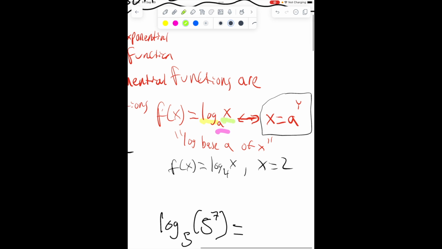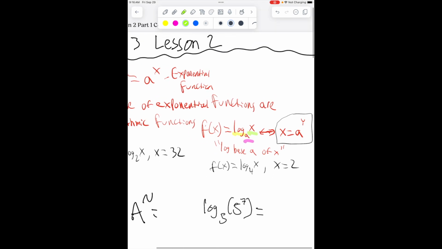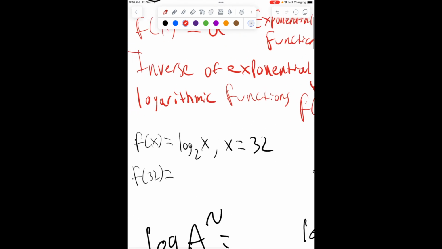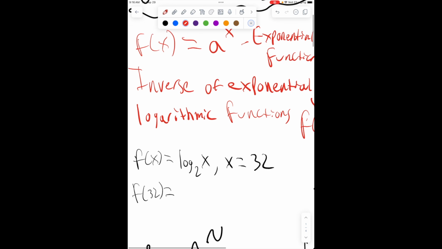And you could, again, because they're inverses, you could potentially change or manipulate it so that it can be rewritten as an exponential function. Again, we can think of f of x like y. So let's go ahead and try that with an actual example. So let's say that I have log base 2 of x.